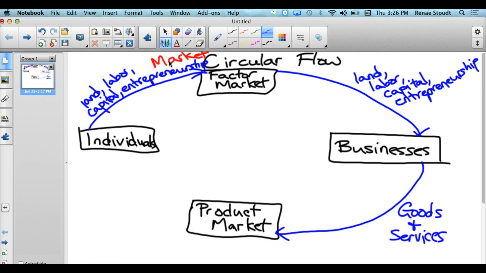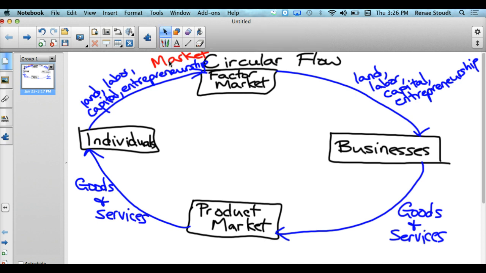And then we have the product market, which is going to sell those goods and services to individuals. Now, can you tell why it's called the circular flow? But this is not done yet because we haven't paid for anything yet. So what I'm going to do now is take a green marker and go through and pay for everything.